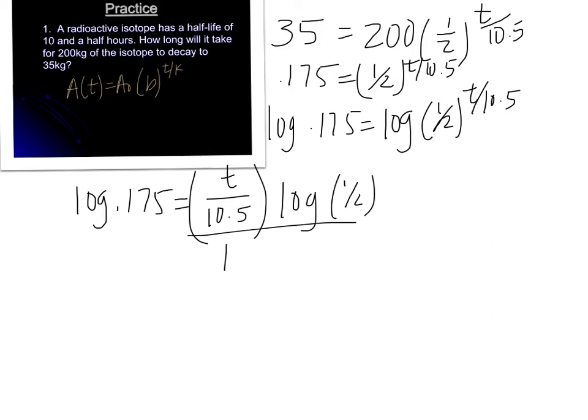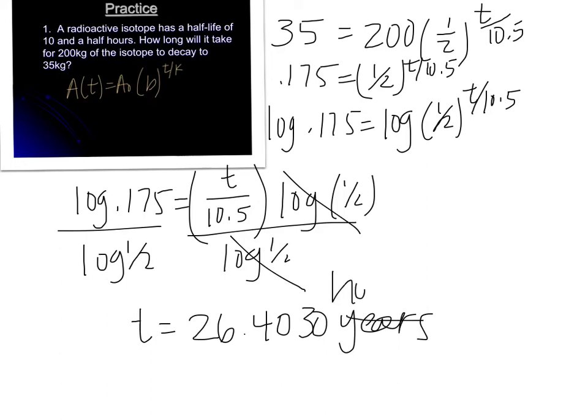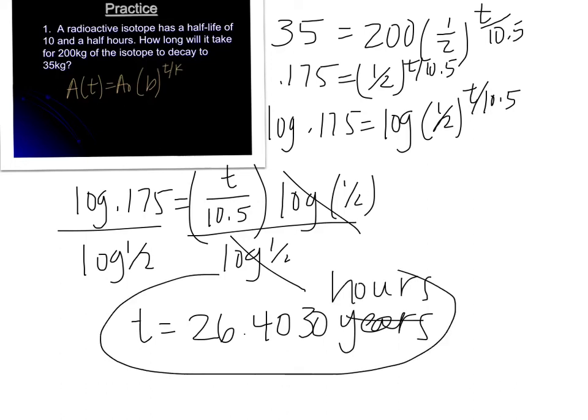So my next move algebraically is to divide by the log of 1/2. I'm still trying to get t by itself. If I do that on both sides, I'm just going to explain this step and not write it out. Once I plug this into my calculator, I'm going to have to multiply by 10.5 to get t by itself. So once you plug in the log of 0.175 divided by the log of 1/2, take that quantity and multiply by 10.5, you're going to end up with 26.4030 hours. Our units are hours here. So that's going to take a little over 26 hours to decay to 35 kilograms.